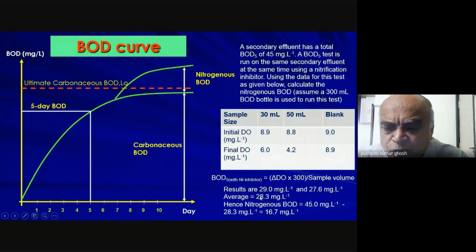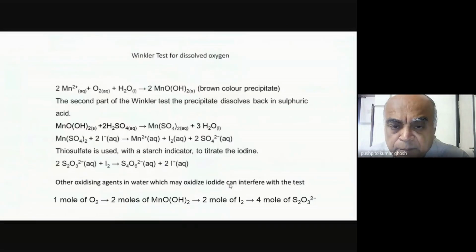Then once I've got this, I can subtract from the total BOD. So it will be 45 minus 28.3, which is the average of these two readings. It's 16.7. So nitrogenous BOD would be 16.7 milligram per liter, and your carbonaceous BOD will be around 28 milligram per liter. So that's how you can segregate the different kinds of BODs.